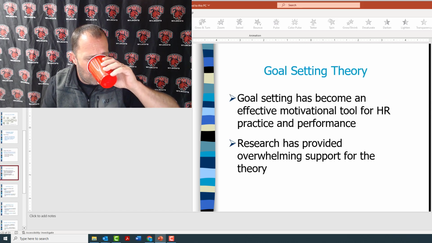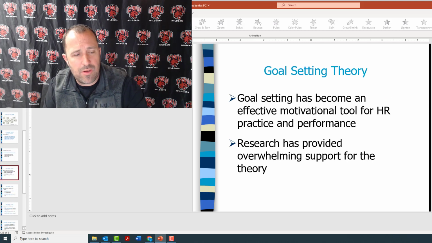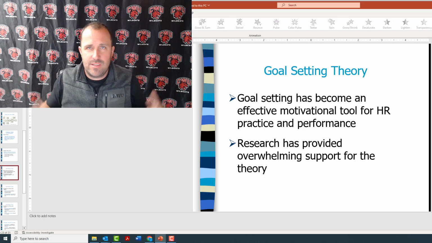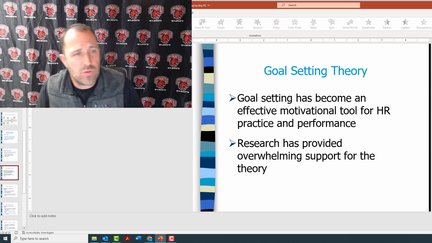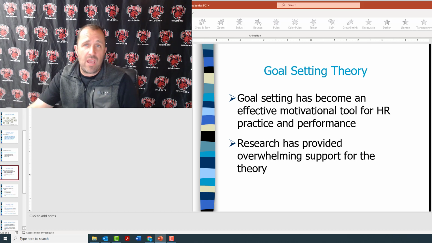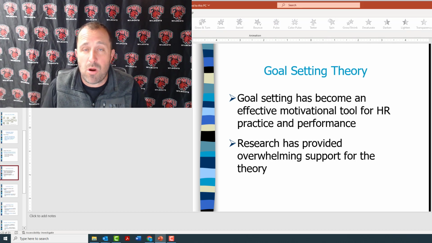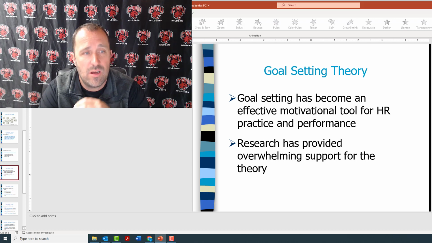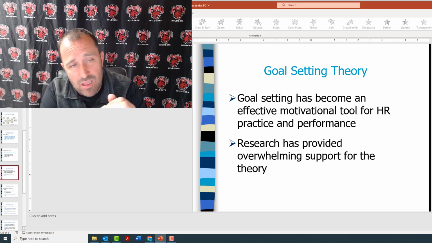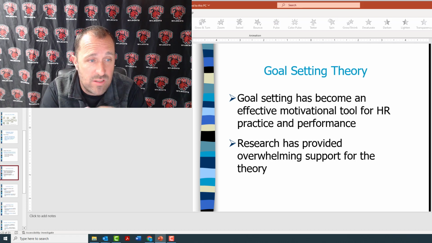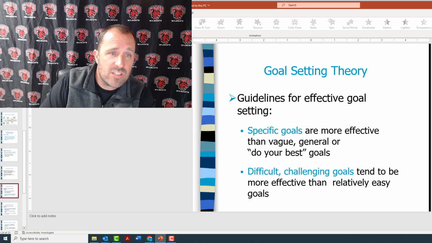Goal setting theory. This is the best. This is great. This was voted number one most useful theory in all of organizational behavior. If you've ever heard of SMART goals, specific, measurable, etc., that all came from this theory. Locke and Latham, way back in the day. It's a motivation theory. There's a ton of support for it.